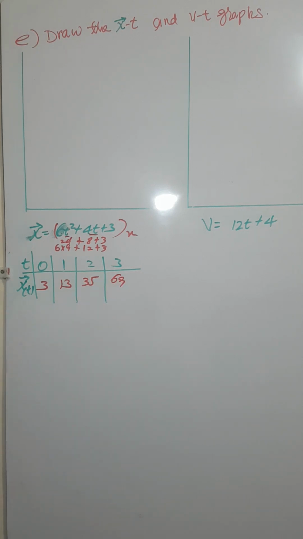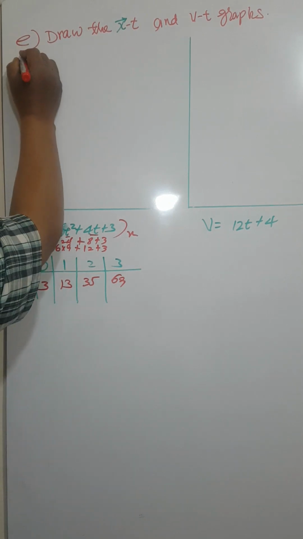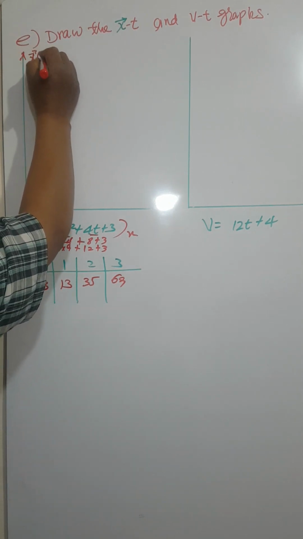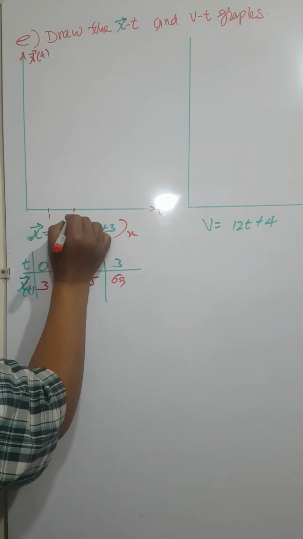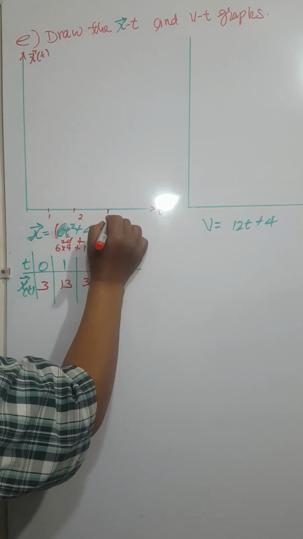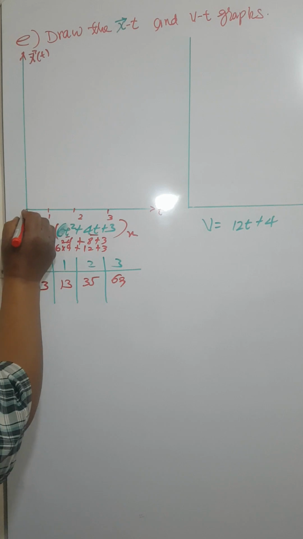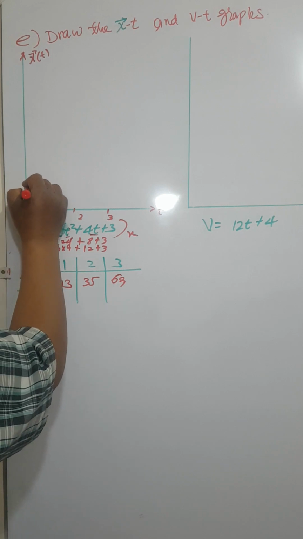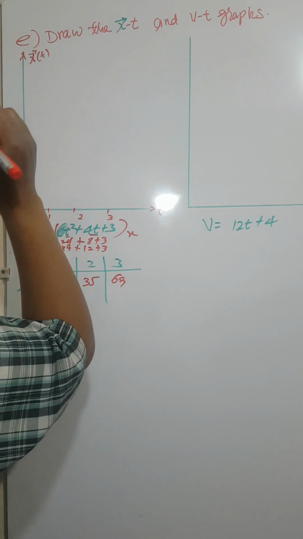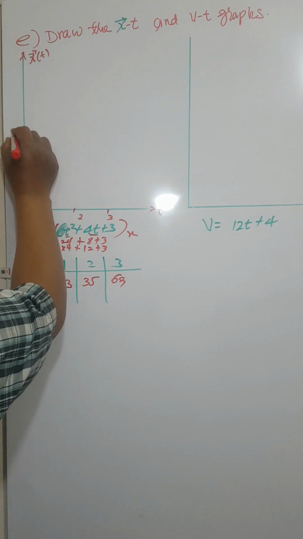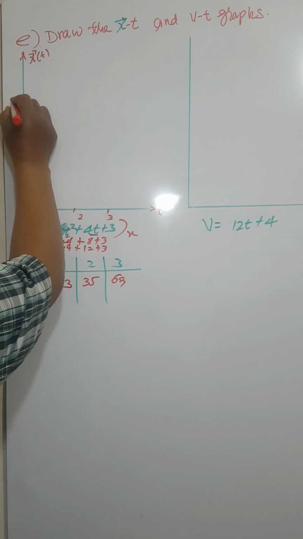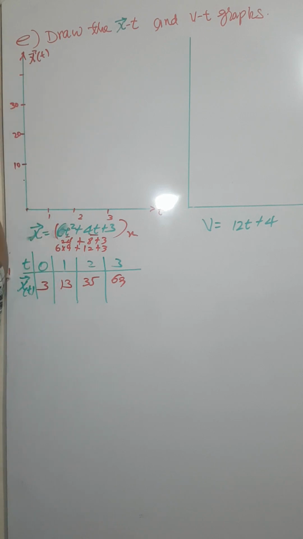So by having this, we can draw the graph, the s-t graph or the x-t graph. This is the displacement x with respect to t. This is our time, then 1, 2, 3. When it's 0, the displacement is 3 meters. Let's say this axis is 10, 20, 30, 40. This is enough.